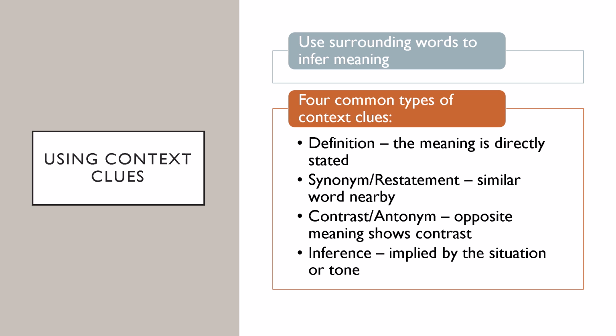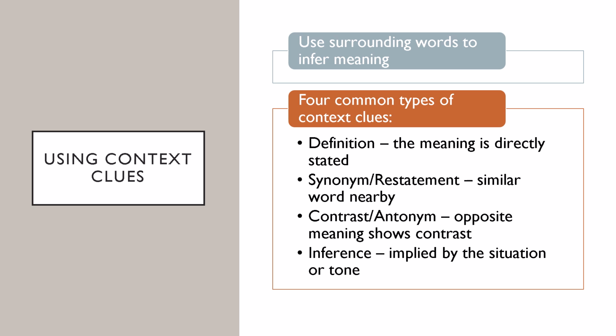So when we encounter an unfamiliar word, we don't immediately reach for a dictionary. Instead, we can use some context clues. So we want to look at the words and the sentences around it. There are four main types of context clues.